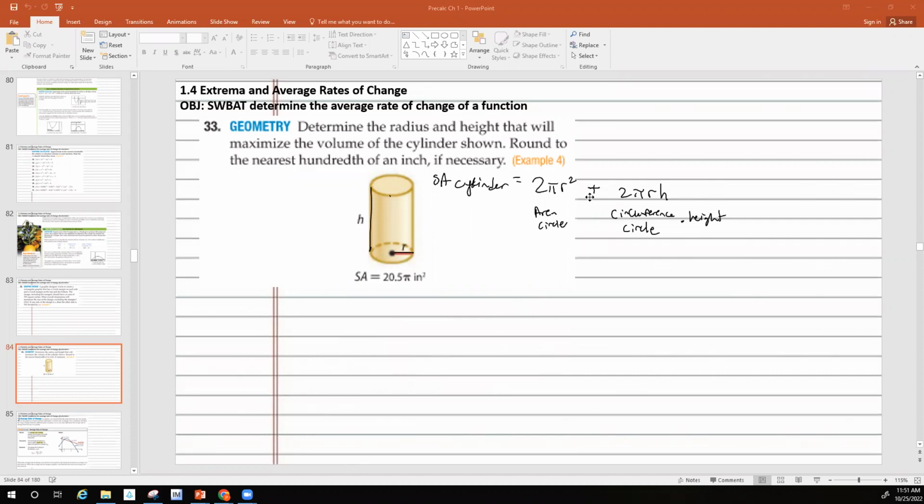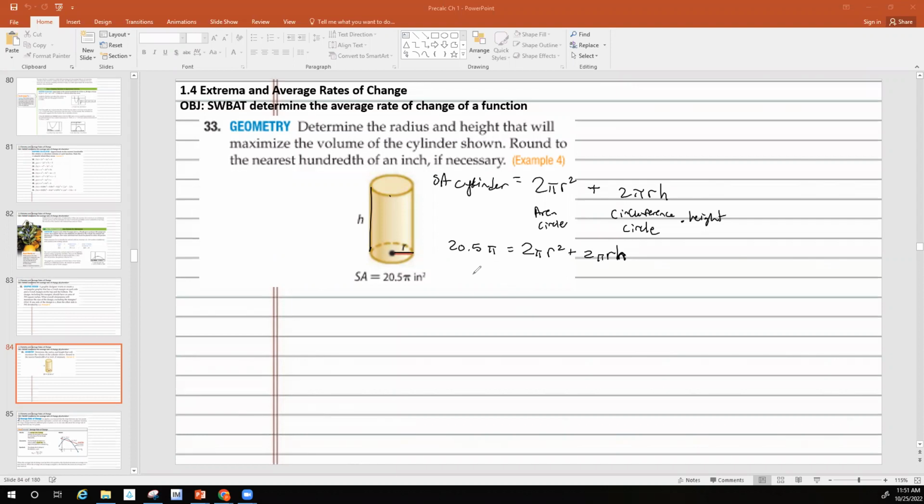Okay, so we have that, and we know 20.5 pi inches squared is our surface area. So we have 20.5 pi inches squared equals 2 pi r squared plus 2 pi r times h. Now here we're going to have a lot of work, so be prepared.